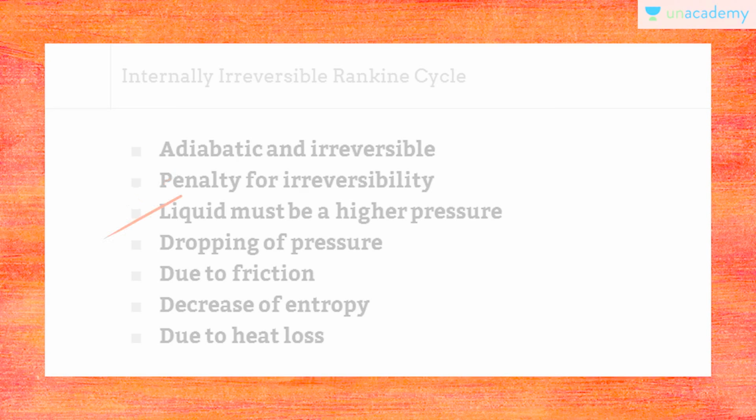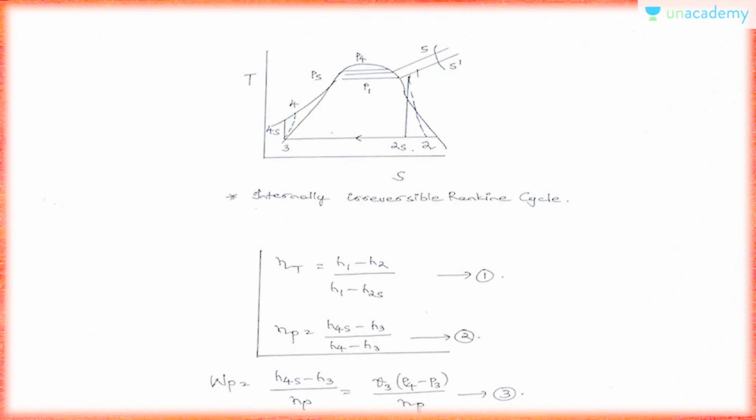The liquid leaving the pump must be at a higher pressure than at the turbine inlet, because of the pressure drops due to friction in boiler heat exchangers and other things, resulting from the bending of the valves and the pipes. The P4 represents the exit pump pressure, and the pressure drop of the stream occurs from P5 to P5 dash, which I will be showing in the TS diagram, and due to this there will be friction in the pipeline and also the entropy decreases from 5 dash to 1 due to the heat loss. So you can see here the internally irreversible Rankine cycle.